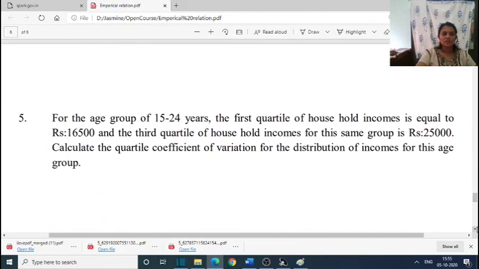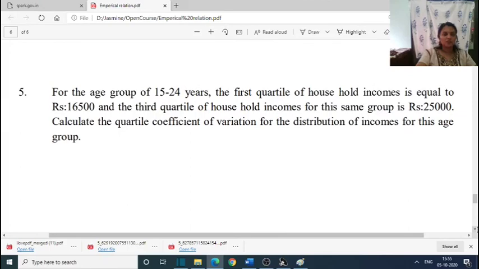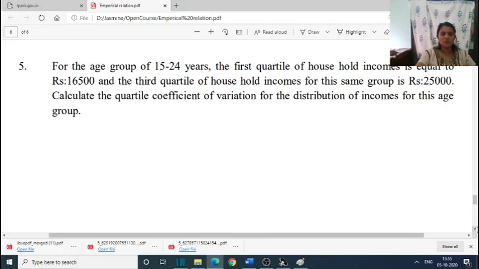Now the next problem you can do yourself. For the age group of 15-24 years, the first quartile of household income is rupees 16,500 and the third quartile of household incomes for this same group is rupees 25,000. Calculate the quartile coefficient of variation for the distribution of incomes for this age group. This you can do yourself.